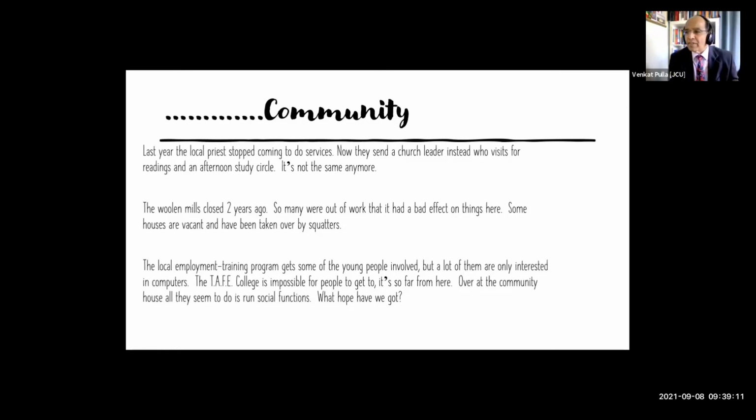The local employment training program gets some young people involved, but a lot of them are interested in computers. So this is an older story. The TAFE college is impossible for people to get into. It's so far from this particular area. Over at the community house, all they seem to do is run social functions. So one lady who narrates this to you will tell you, what hope have we got for this community?